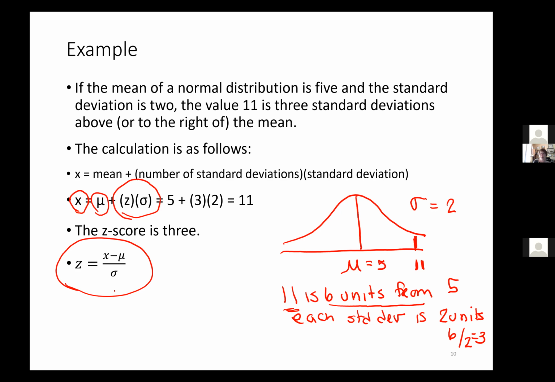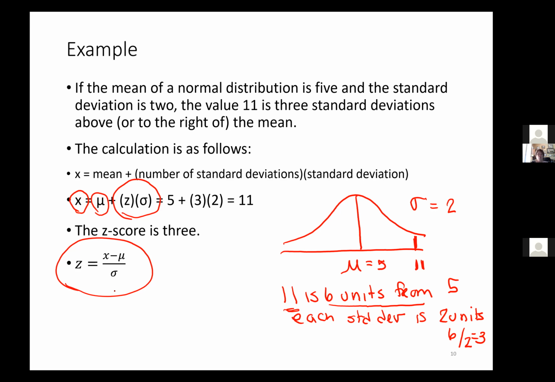But maybe this is the number of shoes you have in your closet. On average, you have 5 pairs of shoes with a standard deviation of 2. Is that normally distributed? Yeah, probably. So maybe this is the number of pairs of shoes in the closet, and you have somebody who has 11 pairs of shoes.